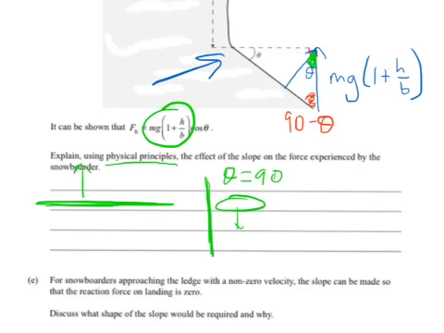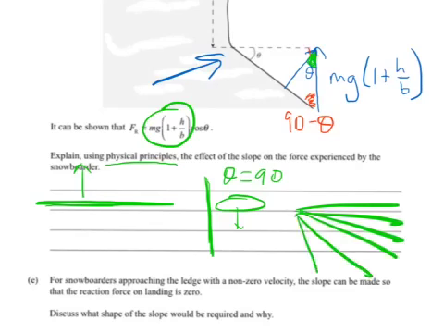So I guess the slope's going to range between horizontal and gradually down to vertical, and as the slope increases, you'll have less proportion of that reaction force experienced by the snowboarder. Okay, I think that covers it well enough.